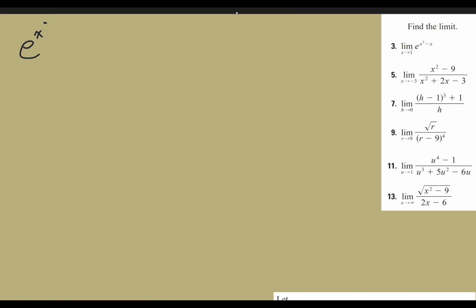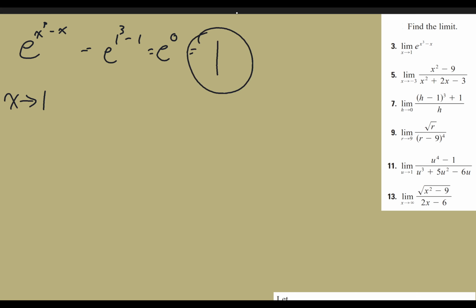e to the x cubed minus x. As x approaches 1, they want us to find the limit. Well, the first thing you can do is plug 1 in. So that would be e to the 1 cubed minus 1, which would be e to the 0. And e to the 0, like anything else, is equal to 1. So that's going to be the answer for the first one.